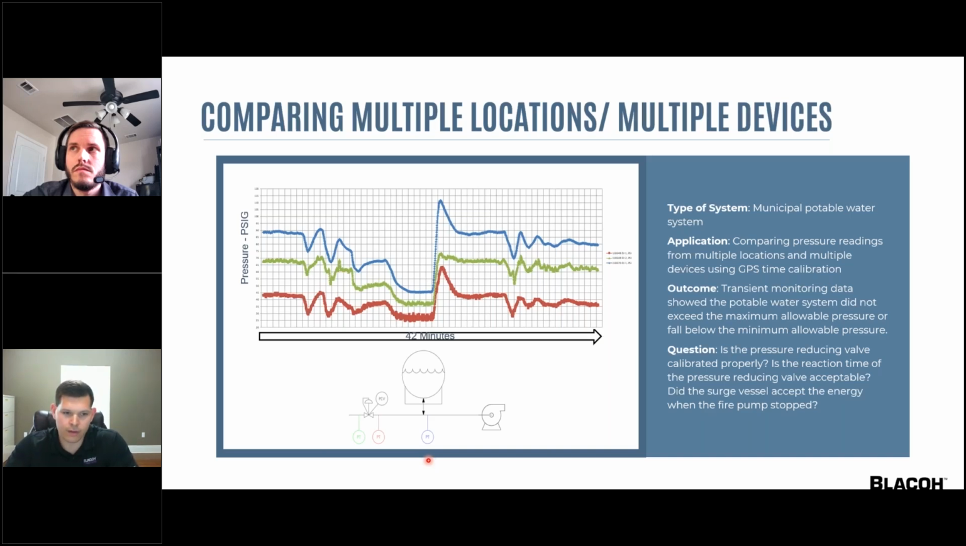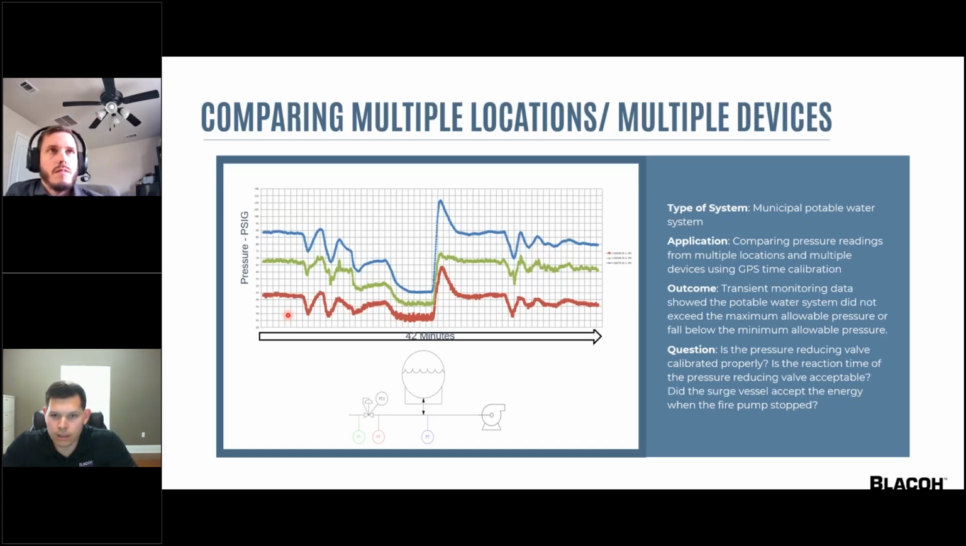So looking at this graph, we can use this to calculate, for one, the pressure drop between the reducing valves, so that's between your red and your green. That's about 25 psi. We can also see the change in elevation between the reducing valve itself and the surge vessel. Upstream of that fire pump, that's about 43 psi, or around 100 feet.